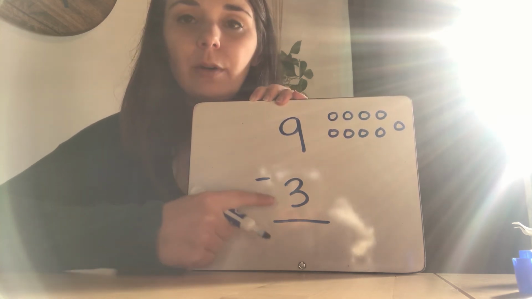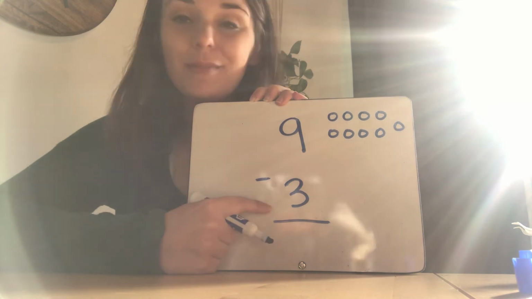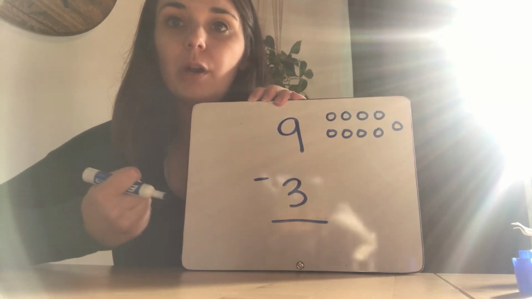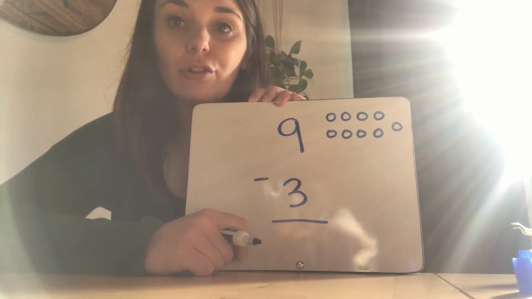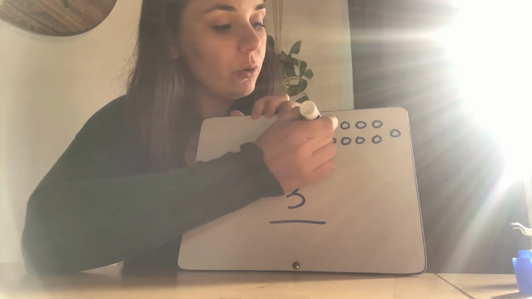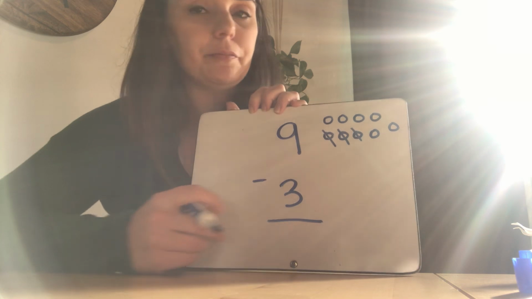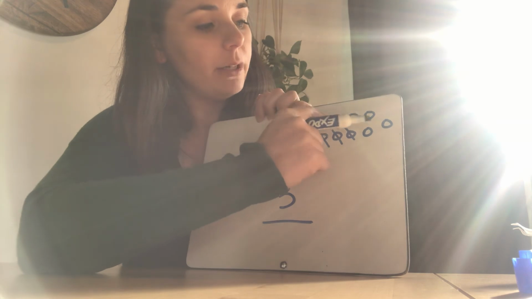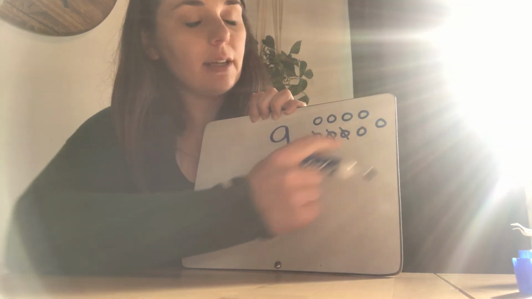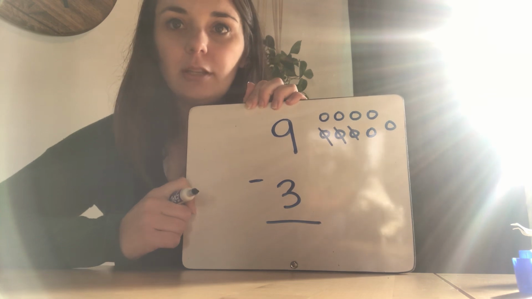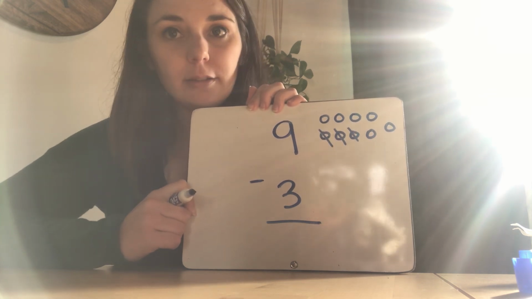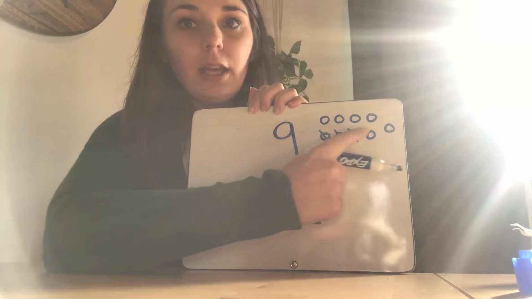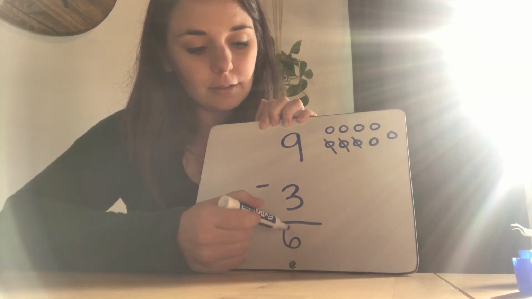But then it says take away 3 or minus 3. So I'm not going to draw 3 more because I actually have to take them away. I can't put more in. I'm taking 3 away. So to take away 3, I'm going to cross off 3. Ready? 1, 2, 3. Now I can count how many I have left. 1, 2, 3, 4, 5, 6. See if your answer matches. Remember, you can pause and wait if you need the time. So we had 9 and we took away 3 and we have 6 left.